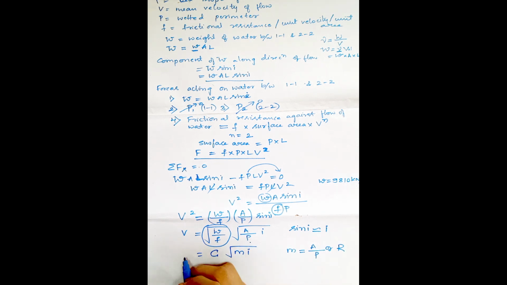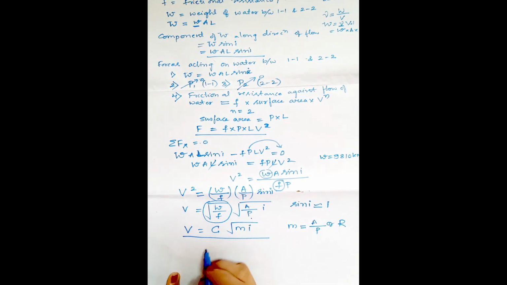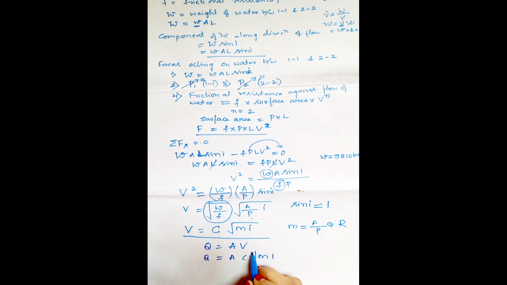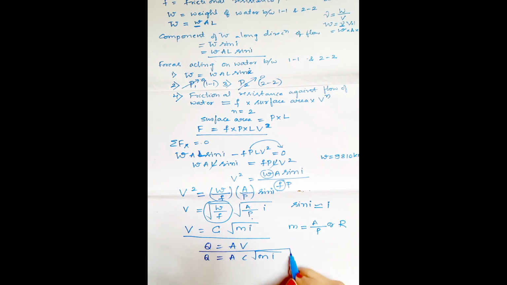So this is the equation for velocity. We know the continuity equation, because ultimately we have to derive the equation for discharge: Q is equal to area into velocity. So Q is equal to area into C into root M into I. So this is the Chezy equation for discharge and the Chezy equation for velocity. This is the Chezy formula for flow through an open channel.